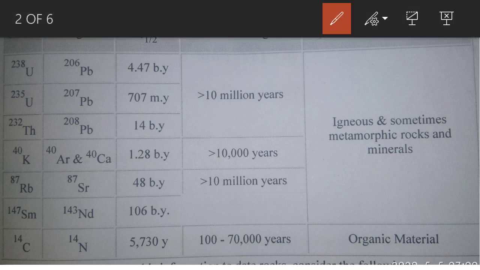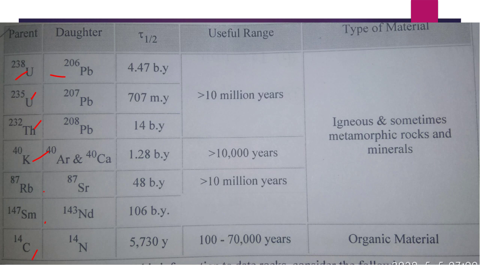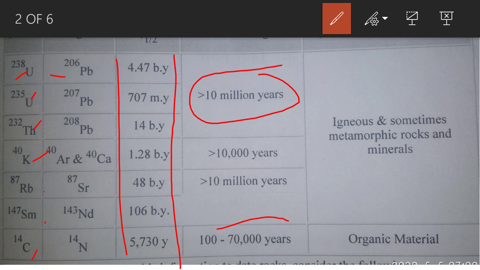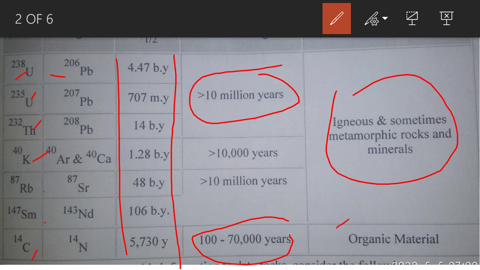So there are many dating techniques like uranium 238 to lead 206, then uranium 235, thorium, potassium, rubidium, samarium, and carbon as well. The half-life is also given, along with the useful range and type of material. So these are the half-lives of different dating techniques and the useful range for which these are used, and these are found in igneous and sometimes metamorphic rocks, while carbon is mainly used in organic material.